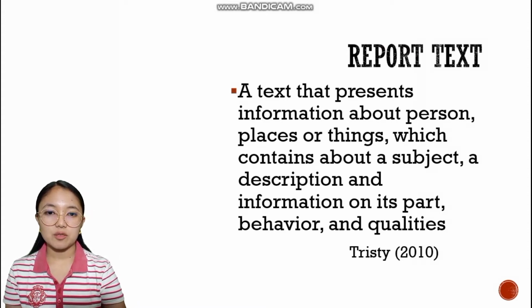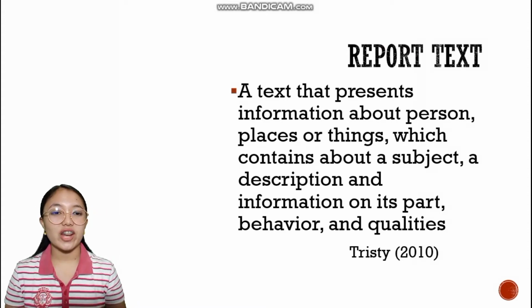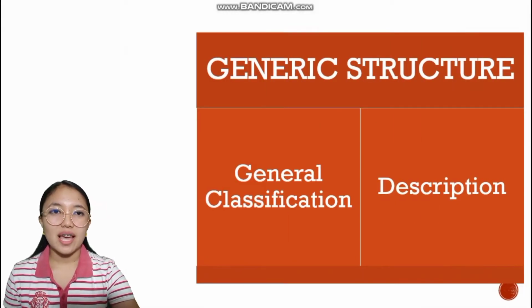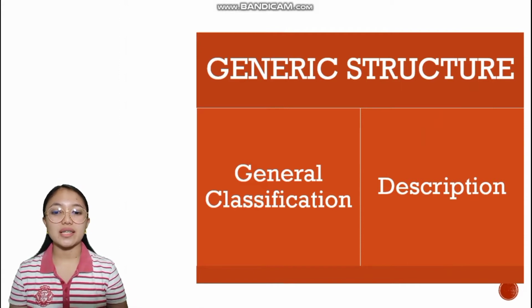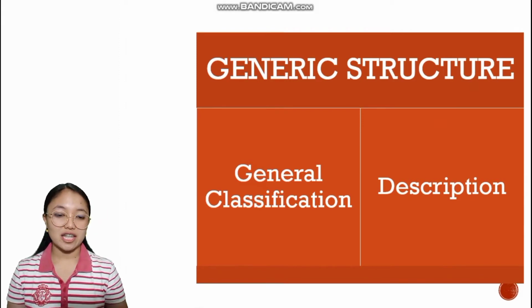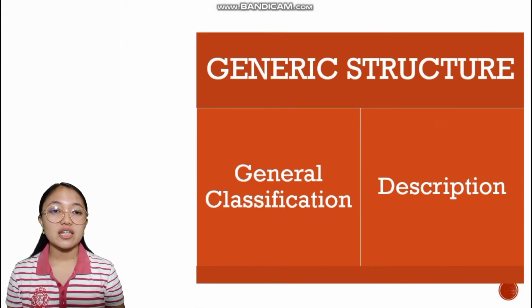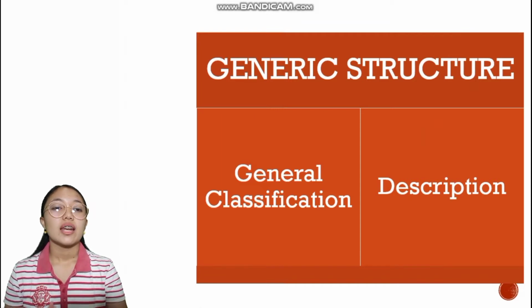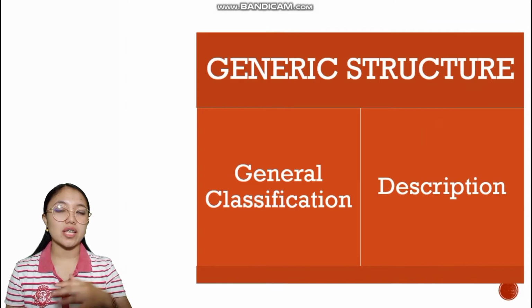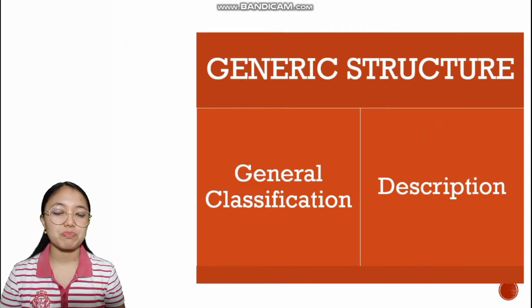Next is the generic structure of report text. Report text has two generic structures. The first one is general classification and description. In general classification, it tells what phenomenon is under discussion. It means that it tells what phenomenon will be discussed in that text.